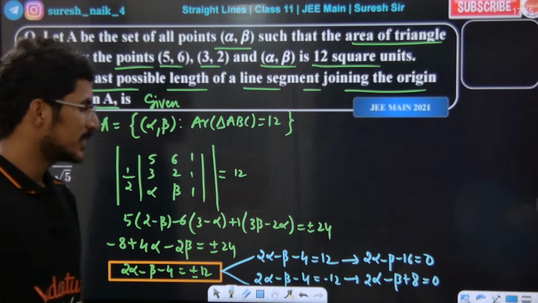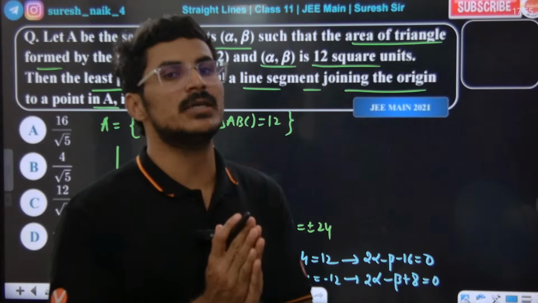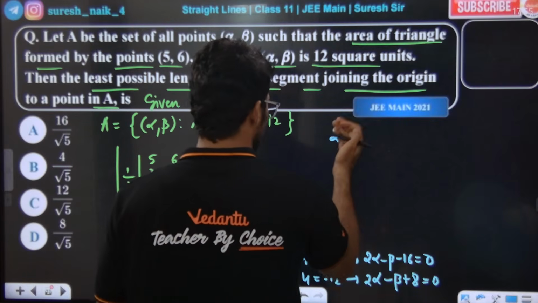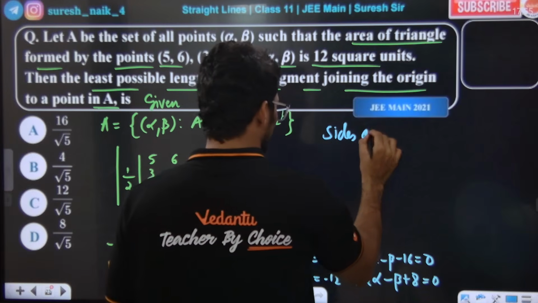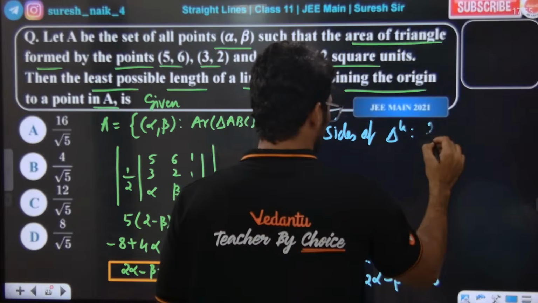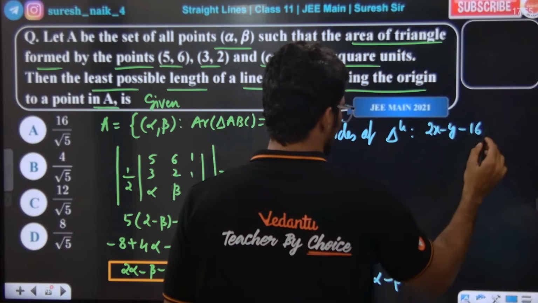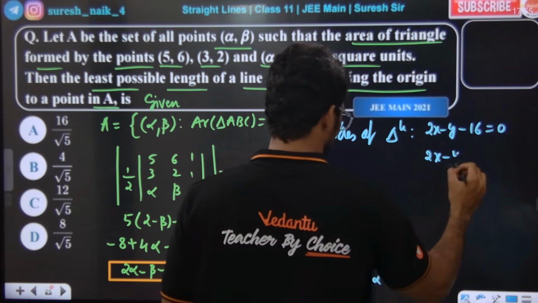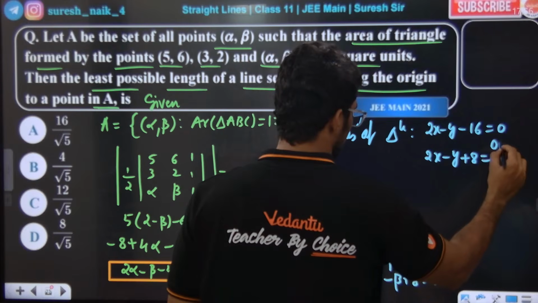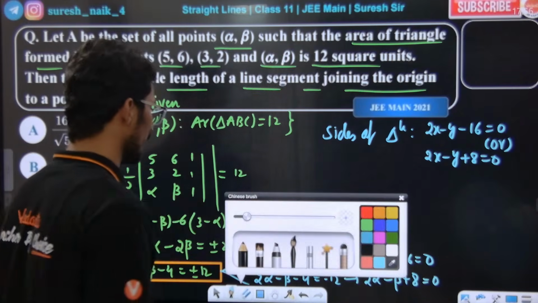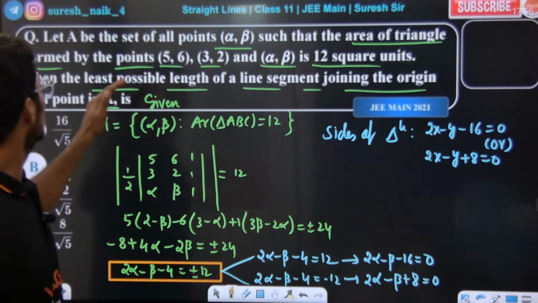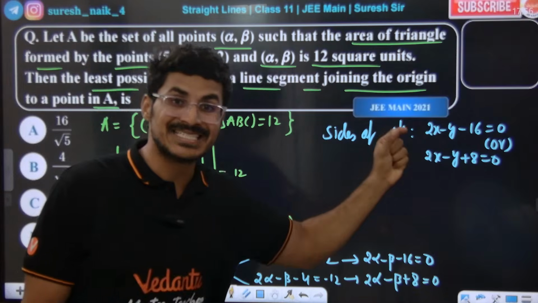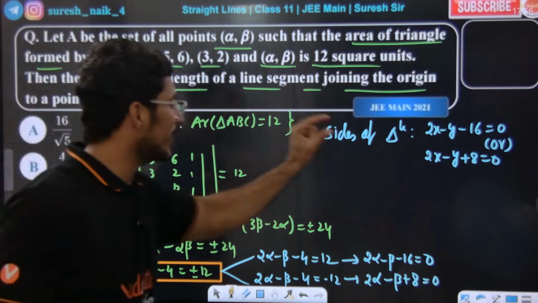We got 2 equations. Sir, alpha comma beta is lying on one side of the triangle. Now sides can be written in terms of x and y. So what are the sides of the triangle? 2x minus y minus 16 is equal to 0, or 2x minus y plus 8 is equal to 0, either this or this. Now we need to find the least possible length of the line segment joining the origin to the point A.